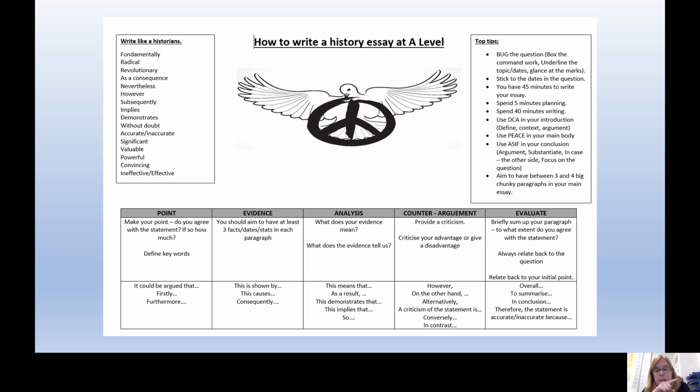Okay, so aim to please use PEEL: point, evidence, analysis. What does that evidence tell us? Counter argument, so on the other side, however, and then evaluate. This therefore shows us overall David Lloyd George was driven by money and fame, or he was driven ultimately by moral purpose. Okay, do that with every paragraph. That's why you will end up with 3 or 4 really big ones, but they all answer that question. They should go back to that judgment, what you overall think about David Lloyd George.